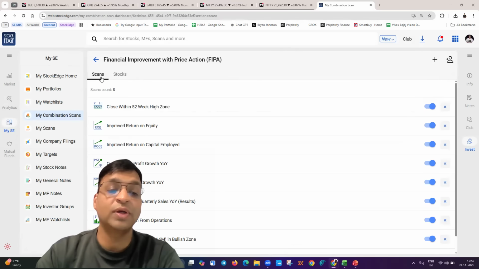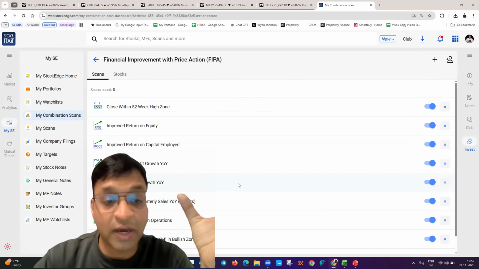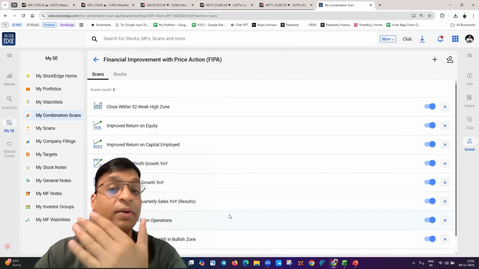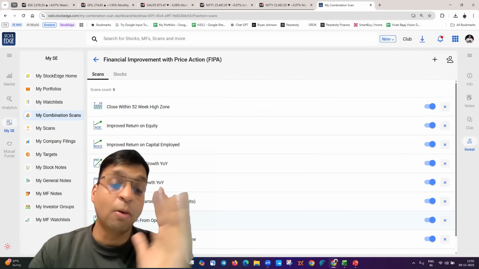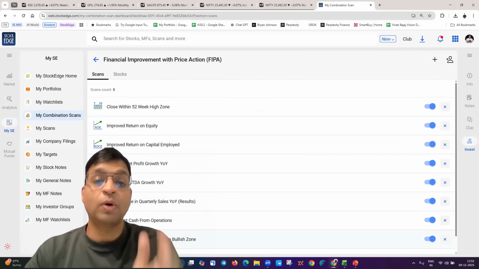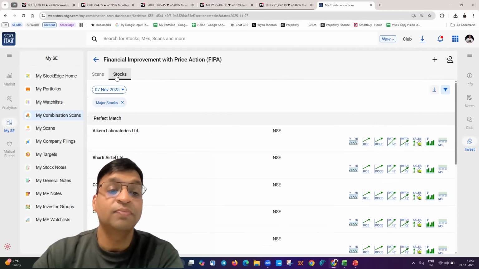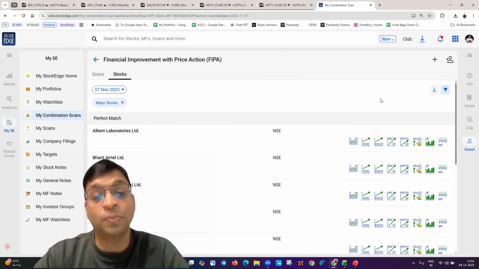If you look at the characteristics of this combination, it finds stocks which are within the 52-week high zone, with better return on equity, better return on capital employed, better quarterly net profit, better quarterly sales, better cash flow, and our proprietary momentum score over a period of 1 month, 3 months, and 6 months. The proprietary momentum score is also green. Now, these are the stocks which I should consider if at all I want to play momentum.